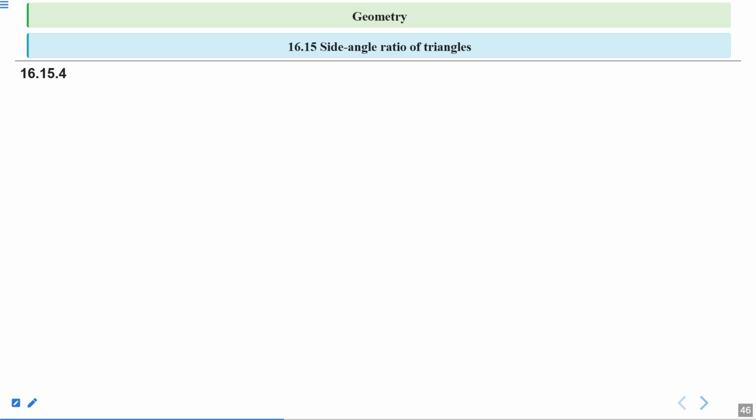Next one is, if the triangle has angles 30, 30 and 120 degrees, so the ratio of sides A ratio B ratio C becomes 1 ratio 1 ratio root 3.